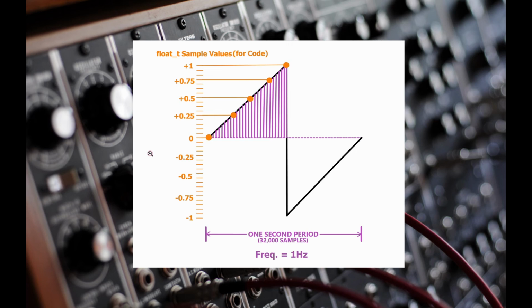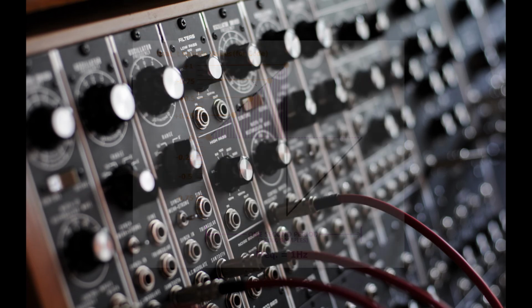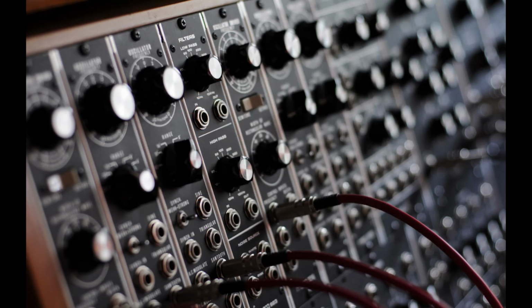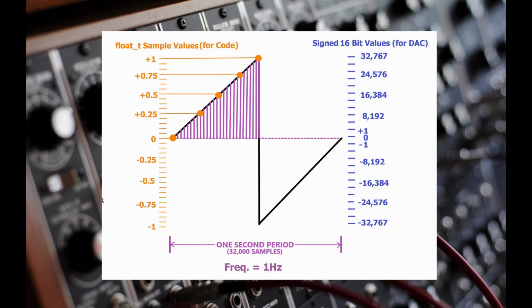The important thing to remember about the sample values is they are amplitude values. They are eventually used to increase or decrease the voltage output that the digital analog converter will produce. Later on, we will see how we convert the sample values into 16-bit signed integer values as seen here on the right in blue text.